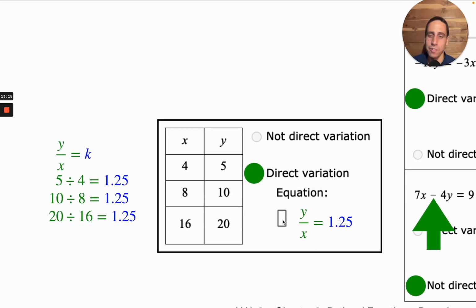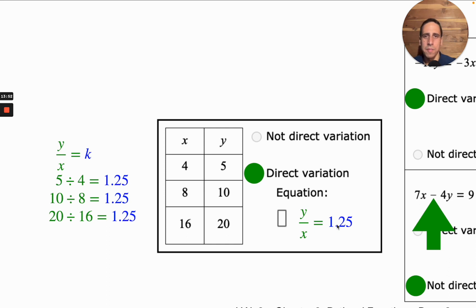All right, so here we got a table. We've got to figure out if it's direct variation or not direct variation. If it's direct variation, it should satisfy this equation, y over x is equal to k. And we should be able to get the k value 3 different times, one for each of the rows. Y divided by x is equal to 1.25. 10 divided by 8 is 1.25. 20 divided by 16, 1.25. It's the same k value all 3 times. It's definitely direct variation. And the equation would be y divided by x is equal to 1.25. That's the k value.